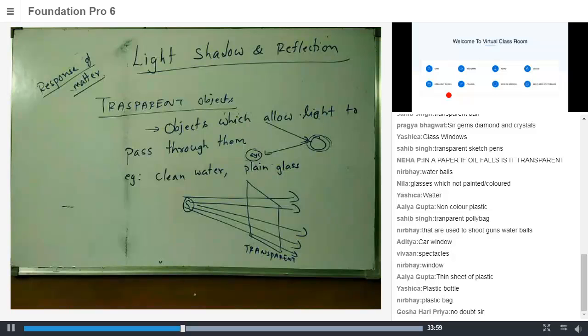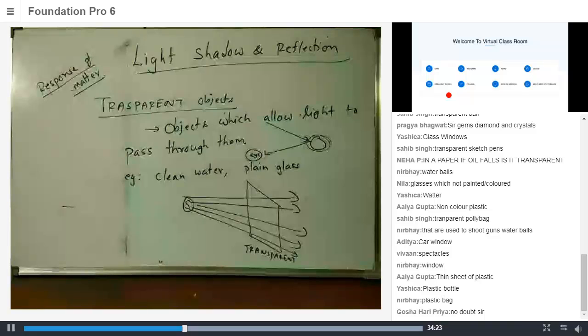Nirbhay, go ahead. Sir, we are only able to see the objects that are in front of us because light is only coming on them, not on the other objects. Okay, taken, granted, accepted, I should say. Pragya, yes. Yeah, Sahib, bolo.